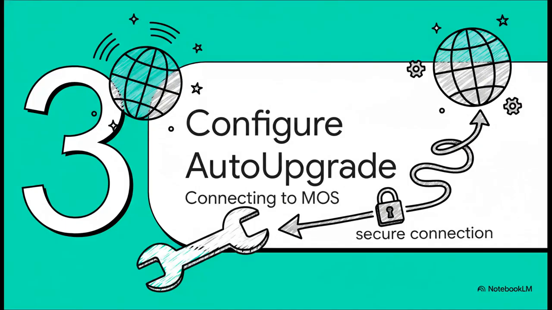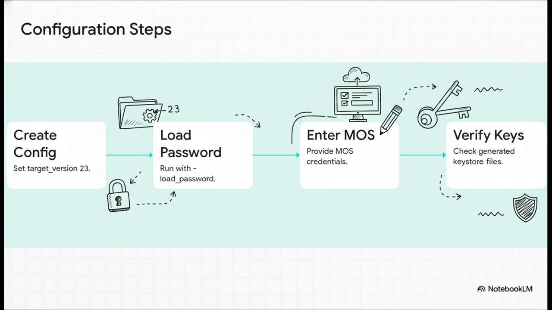All right, Section 3, configuring Auto Upgrade and connecting to MOS. Now that our prep work and directories are squared away, we need to securely connect our tool to the mothership. This configuration is a breeze if you follow 4 simple steps. First, create a minimal configuration file called download.cfg. Take note of this. You must set the target version to 23. I know, we're installing 26 AI, but this is a specific requirement for the tool's current routing.